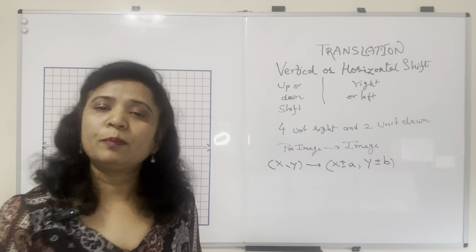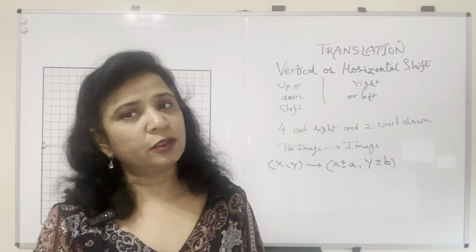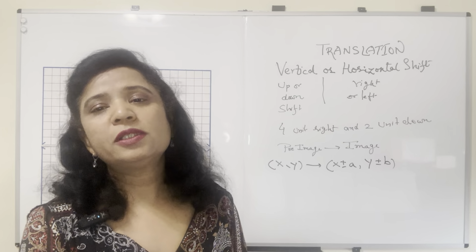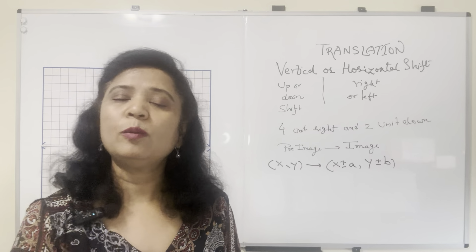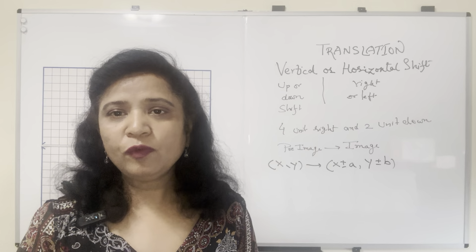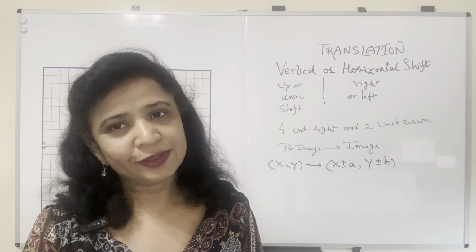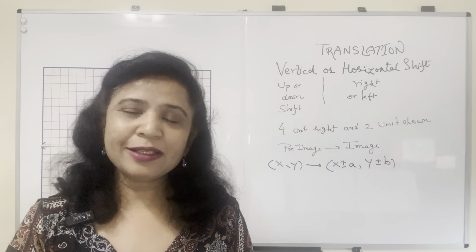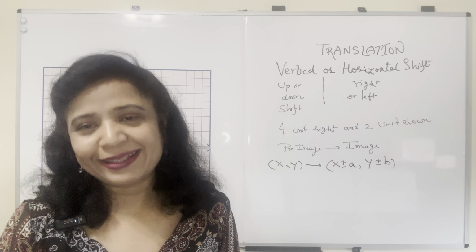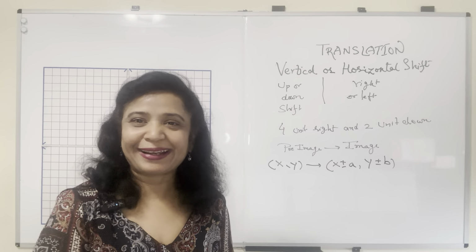So what do A and B represent? A represents your horizontal shift. If you are moving towards your right, you will say A is positive. When you are moving towards your left, your A is negative. In the same way, vertical is your B representation, and if it is up, you will say plus. If it is down, then you will say minus. Not only will you say it, you will write it also.